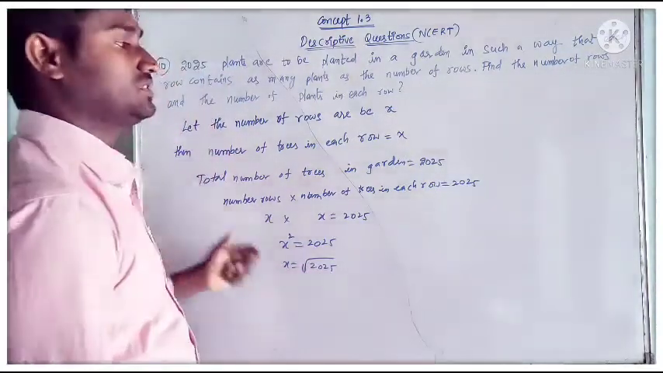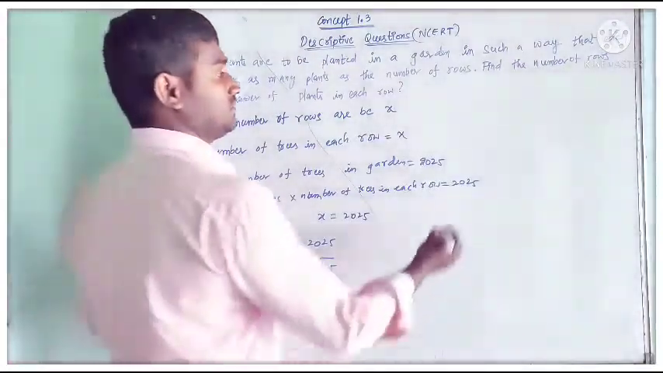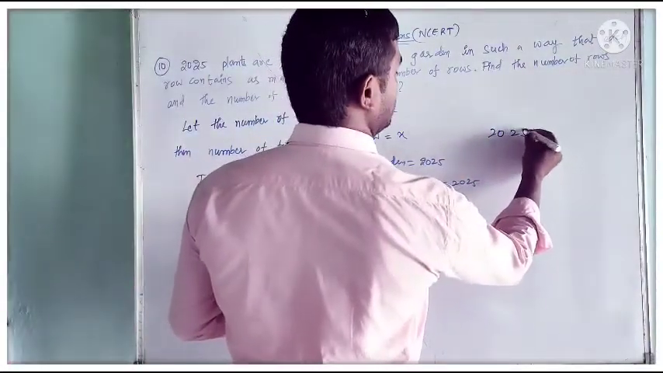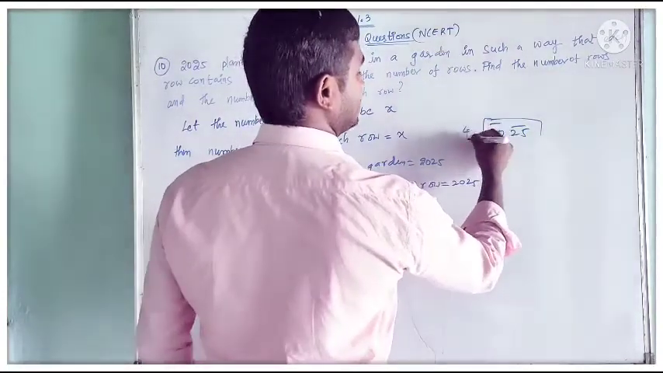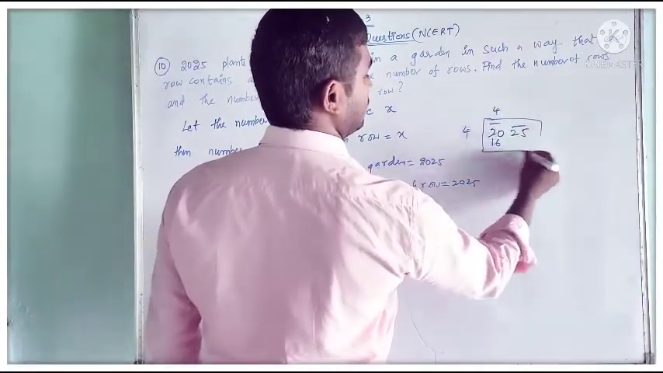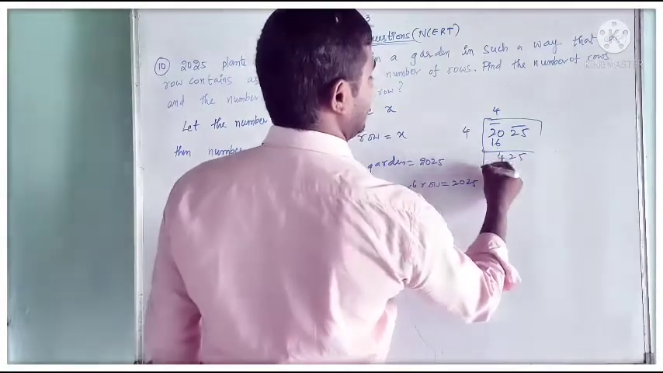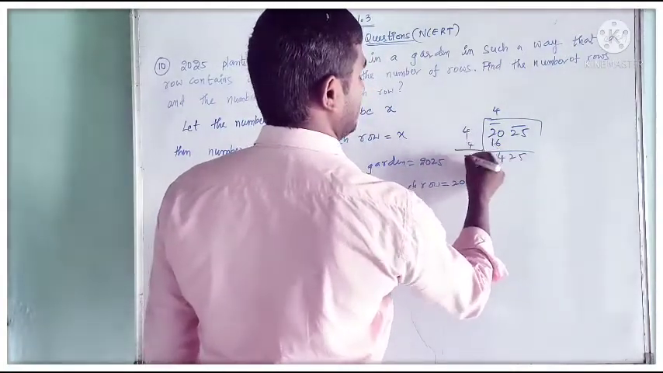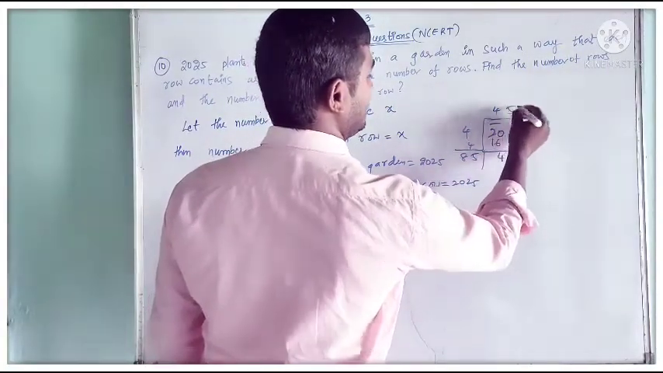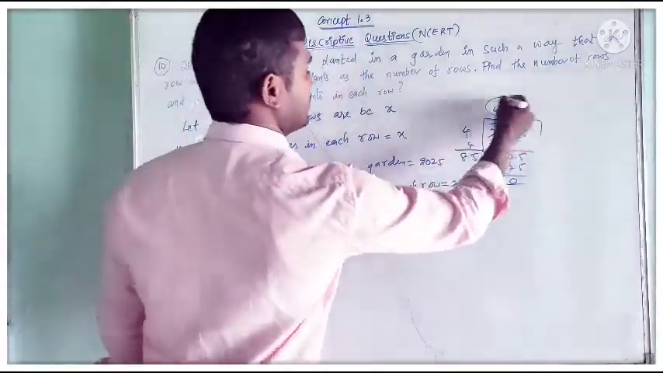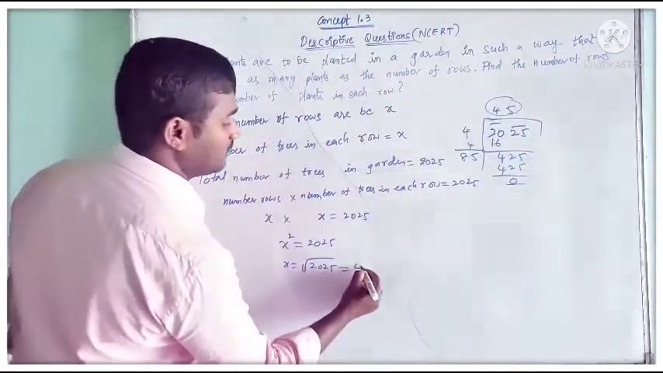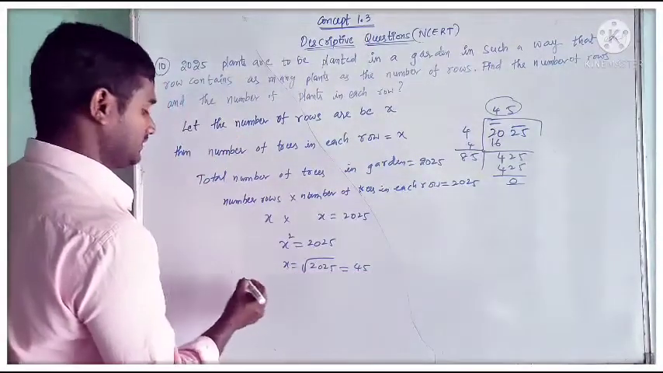What is the square root of 2025? Just you can find the square root. So 20, 25, make a bar. Use the long division. Here 4 4s are 16. So now here 4 and 25, and 4 plus 4, 8. So 85 into 5, that is 425 we will get. So what is the square root of 2025? 45.